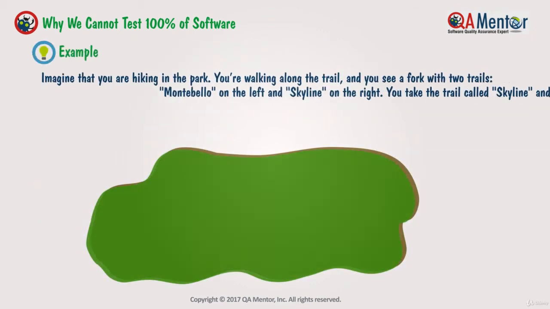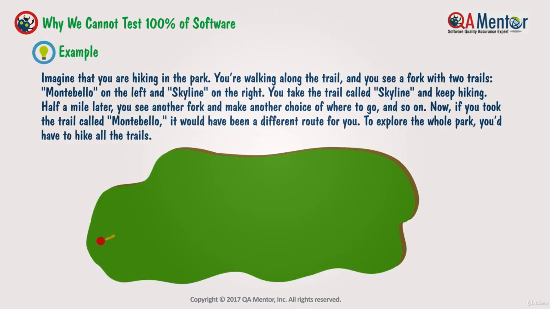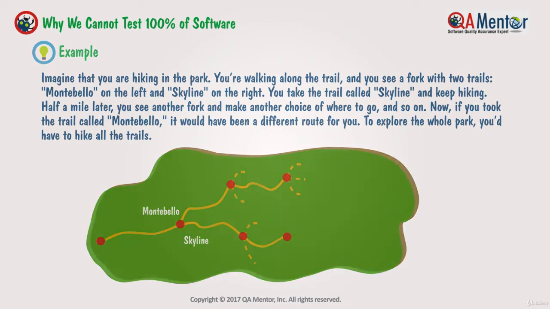Example, imagine that you are hiking in the park. You're walking along the trail and you see a fork with 2 trails, Montebello on the left side and Skyline on the right. You take the trail called Skyline and keep hiking. Half a mile later, you see another fork and make another choice of where to go, and so on. Now, if you took the trail called Montebello, it would have been a different route for you. To explore the whole park, you'd have to hike all the trails.